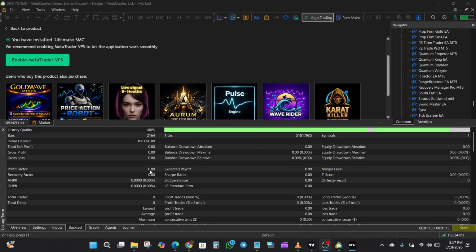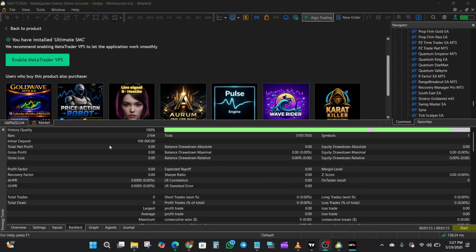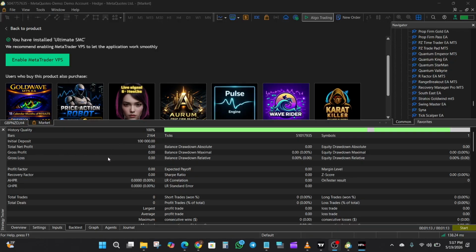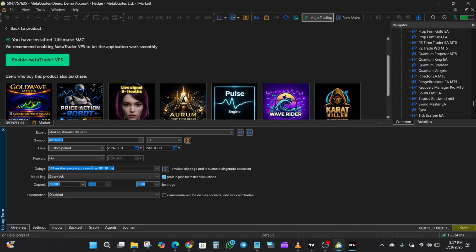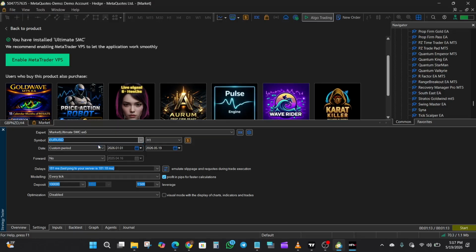Okay, so based on the results that we're having here, the EA didn't execute any trade. Okay, it didn't execute any trade because we can see initial deposit $100,000, total net profit is zero. All right, but let's just go change the assets. Perhaps we can try running the test on another asset. Maybe we can also change the time frame. All right, and let's see what we have.